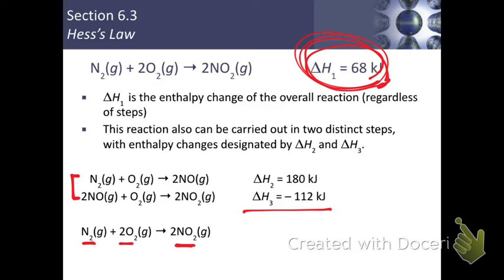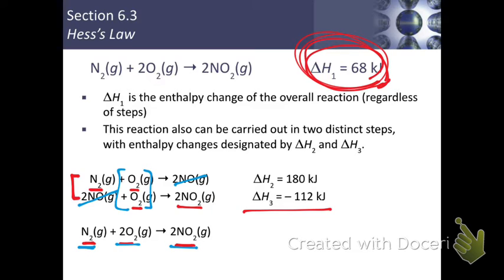I want to start underlining the things I need in my reaction. I need N2, I need O2, and I need NO2. But I've got some extra things in there, don't I? Are they on both sides, the reactant side and the product side? These are going to cancel out because we have one of them as a reactant and one as a product in our mini reaction. So they cancel out, and that leaves us with N2, how many O2s? Two, 2 O2, and how many NO2s? One, just like it calls for.